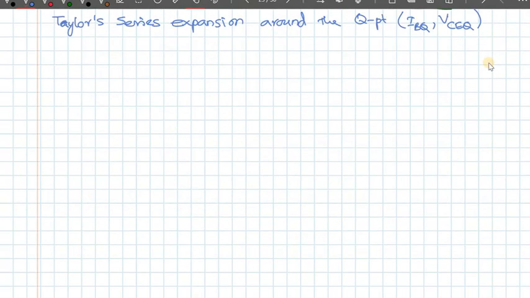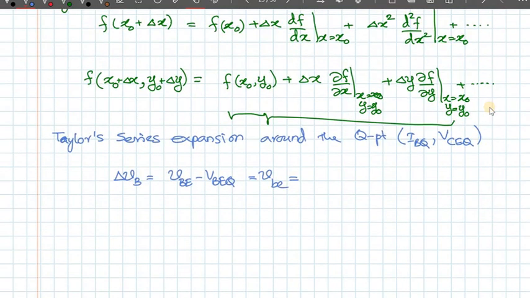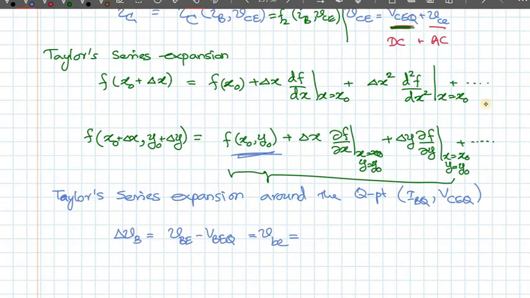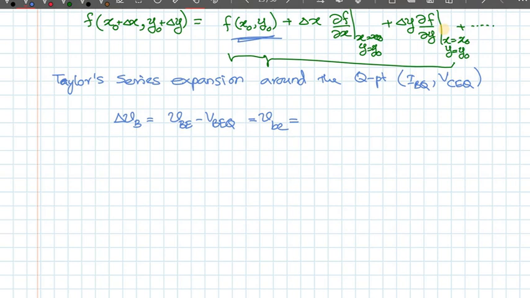Okay, so I can use this to derive from the first expression delta VB, which is equal to VBE minus VBQ, so only the time varying part. Okay, this is equal to VBE, which can be written from this expression. So I can write this as ∂VB over ∂IB at VCE at the operating point times delta IB. So this is like this term.